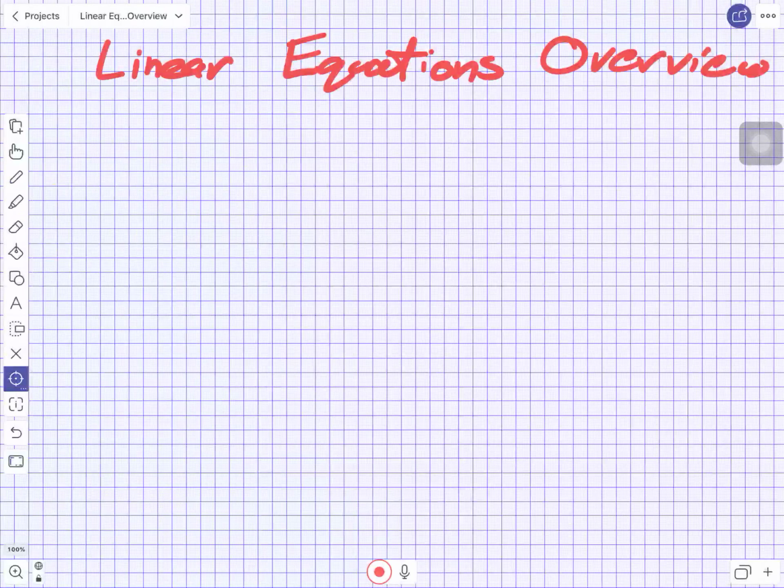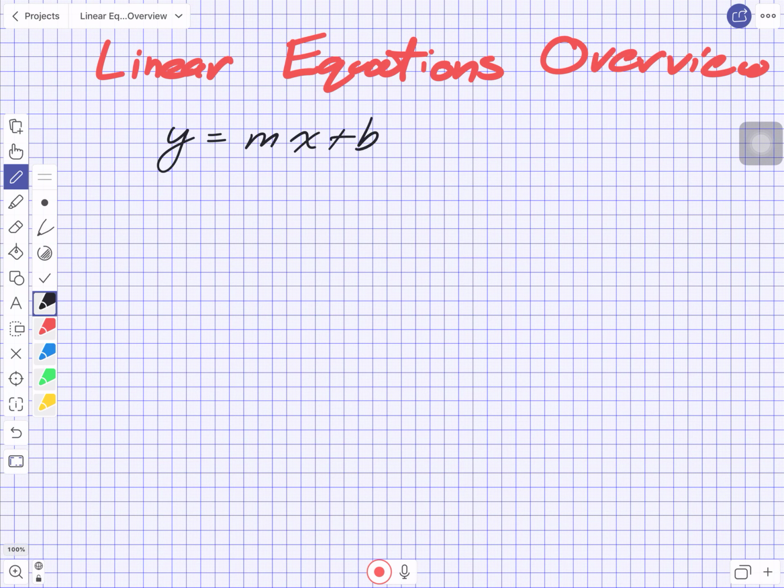Okay, so we're going to go for linear equations overview. So when we go to graph things, when we write equations, y equals mx plus b. Is this a familiar equation to you at all? Yeah? Okay. So the m value here talks about slope of something. And the b value talks about the y-intercept.